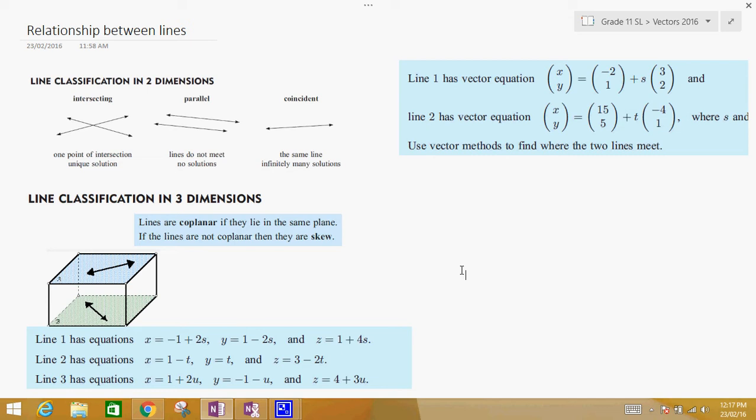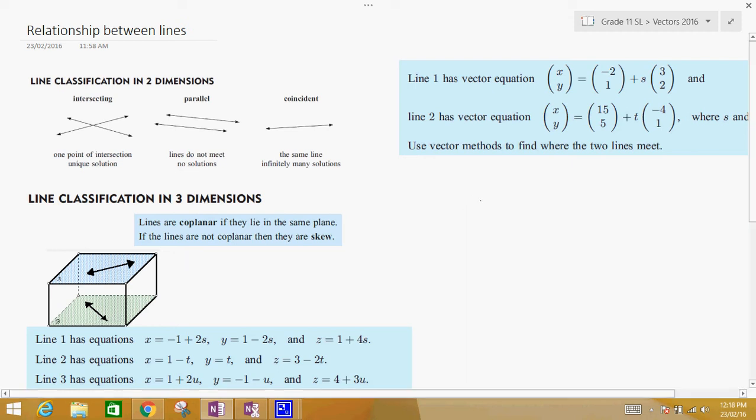Also, when we get to three-dimensional space, they could be either coplanar or skewed. They're coplanar if they lie on the same plane, and they're skewed if they do not lie on the same plane. For example, this image that we have here. So typical questions we would see from IB would be something like this. You have line 1 and line 2, both in two-dimensional space, and you want to find where they intersect.